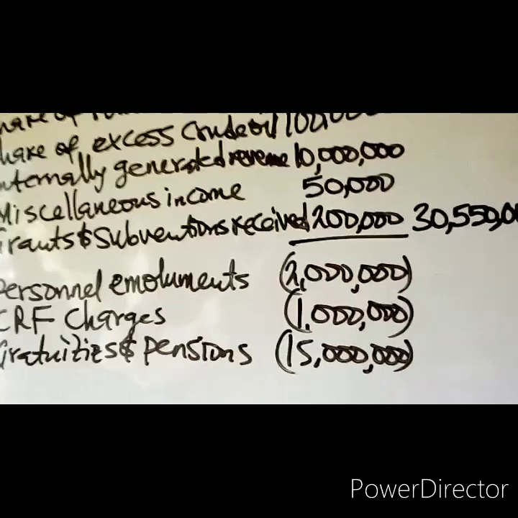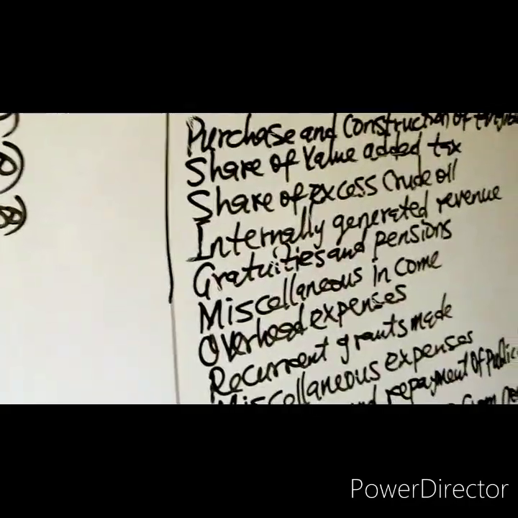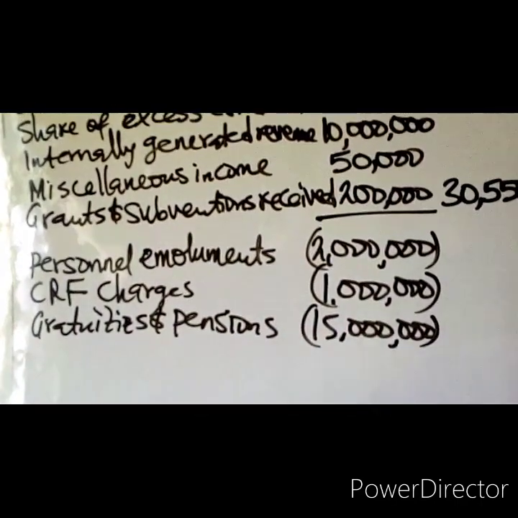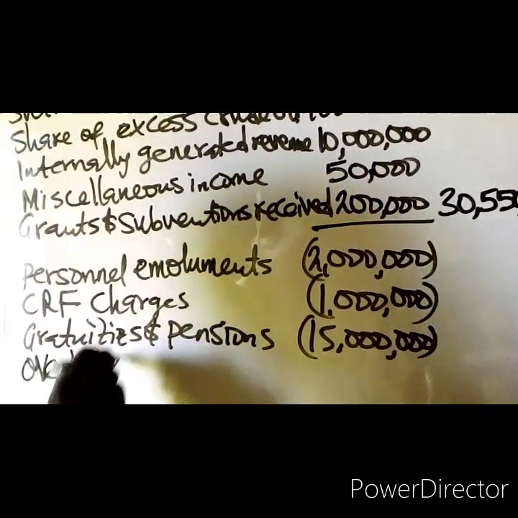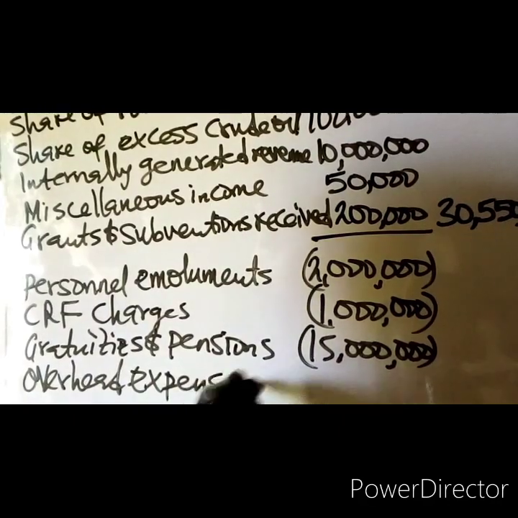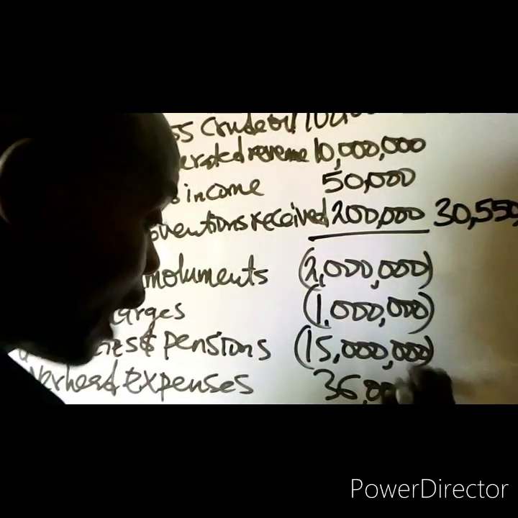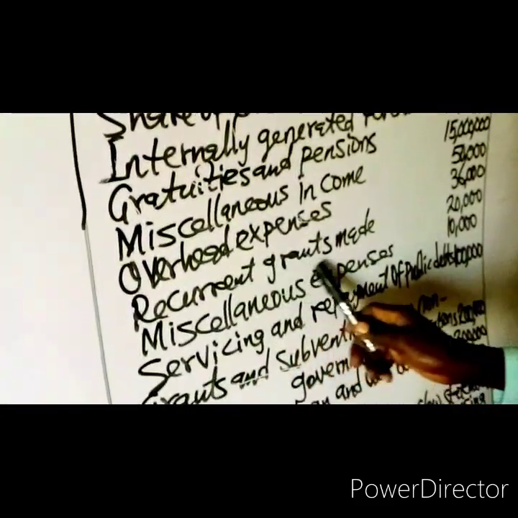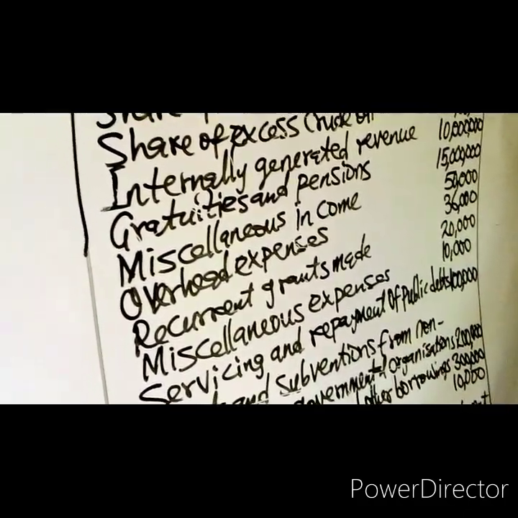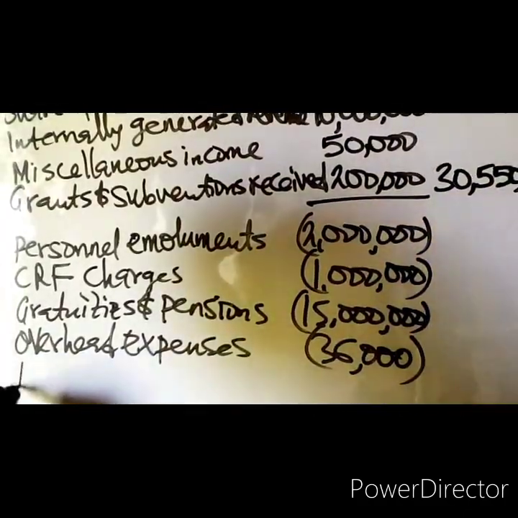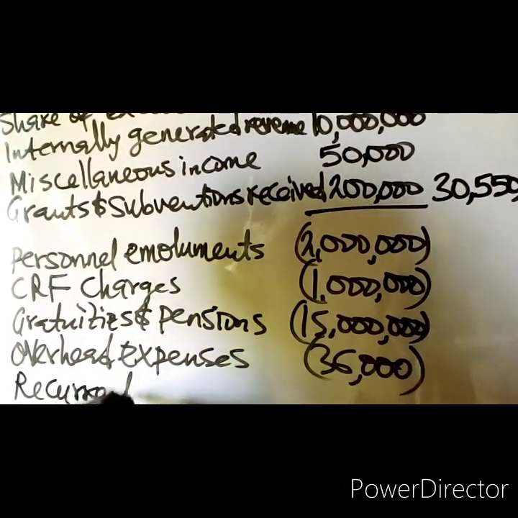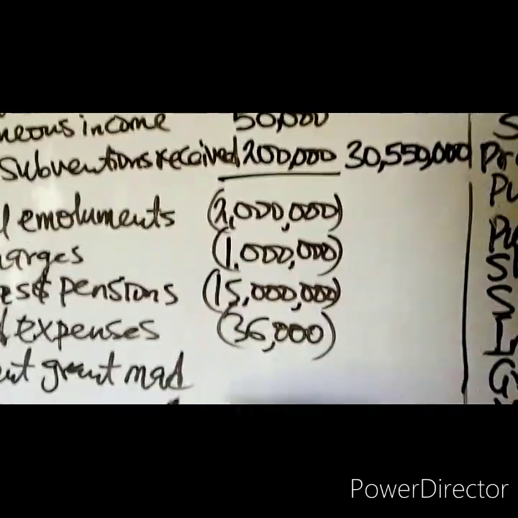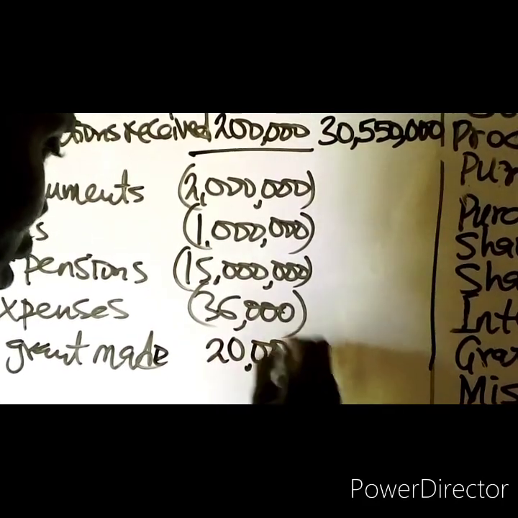The next item is miscellaneous income, which has been considered. Then we have overhead expenses of 36,000. We are still on operating activities, and that is 36,000. Recurrent grants made, and that is 20,000.